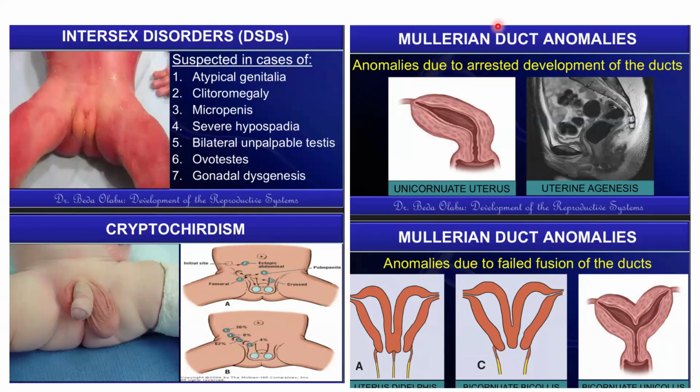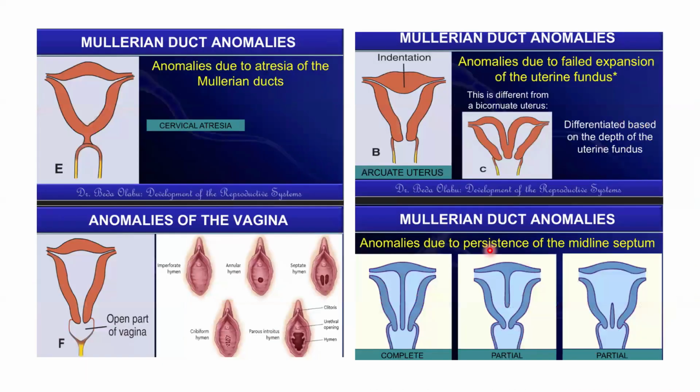The other one that you need to appreciate is anomalies that are due to failure of formation of a lumen between the uterus and the vagina, and that means the cervix is atretic. Remember I told you atresia means blockage. So the uterus is not communicating with the vagina, giving us cervical atresia.